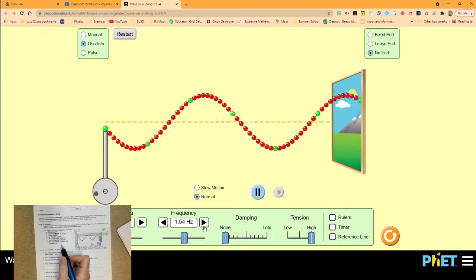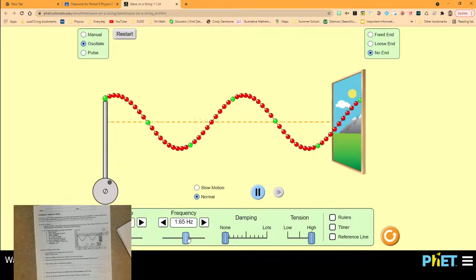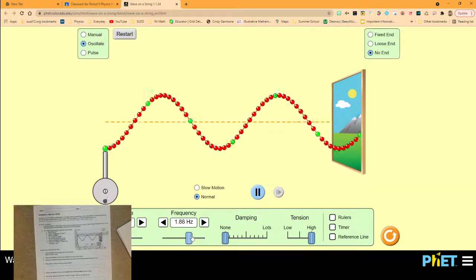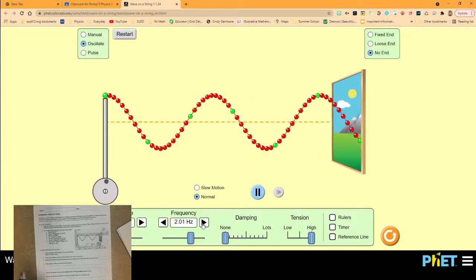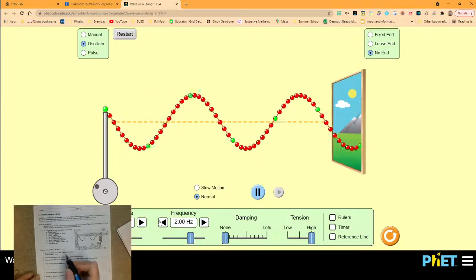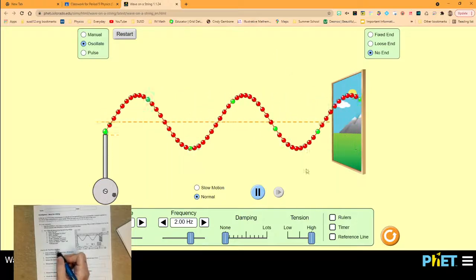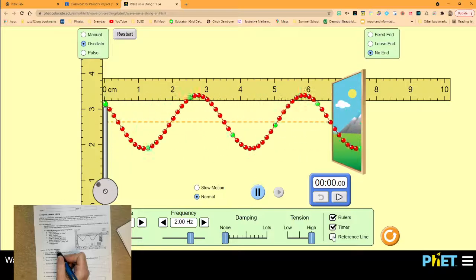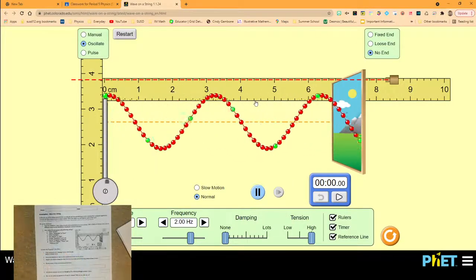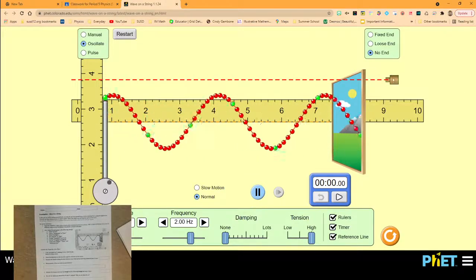You can incrementally increase it by clicking the arrow or dragging the button. I like to drag the button to get it close and then use the arrow for final adjustments. There's 2 Hertz. Turn on the rulers, timer, and reference line. You can click and drag these rulers to put them where you want to. You can move the reference line too.